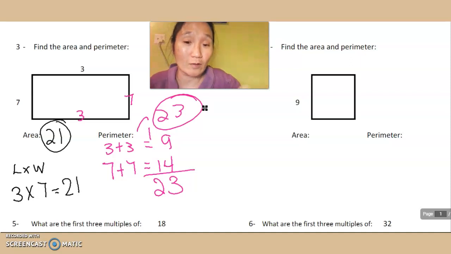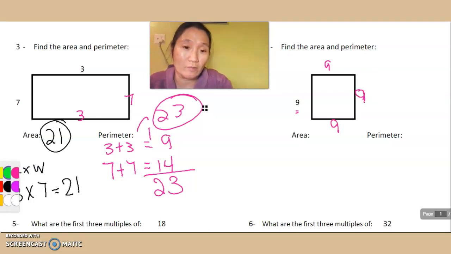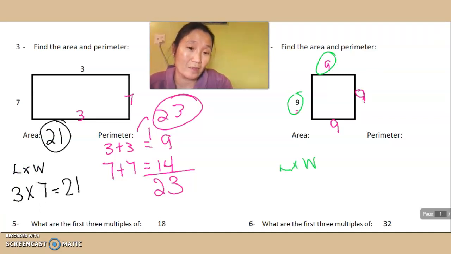All right, so now looking at this one, remember, this is a square. This guy is a square, so all of our sides are exactly the same measurement. So our area, again, we are going to measure length times width. Our length is 9 across. Our length is across the top or across the bottom. It doesn't matter. So our length is going to be 9.